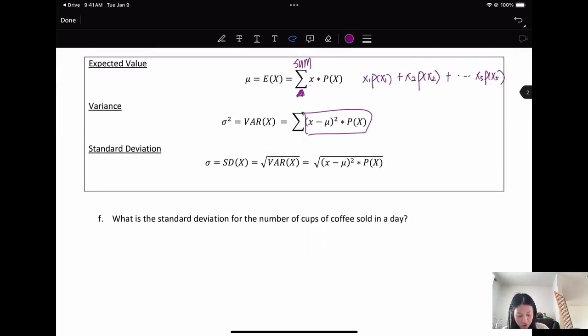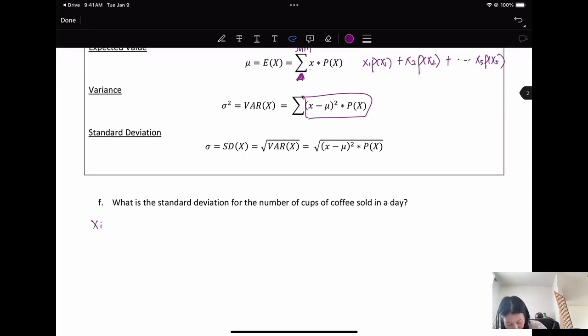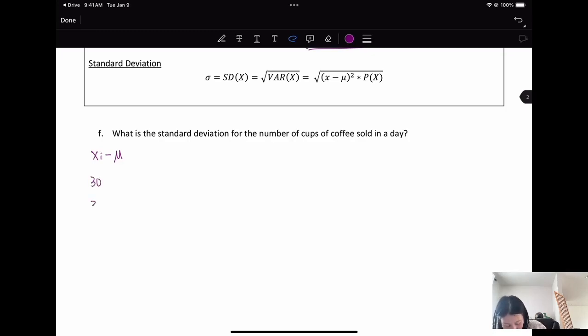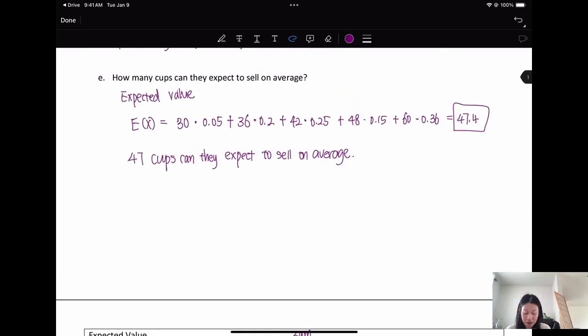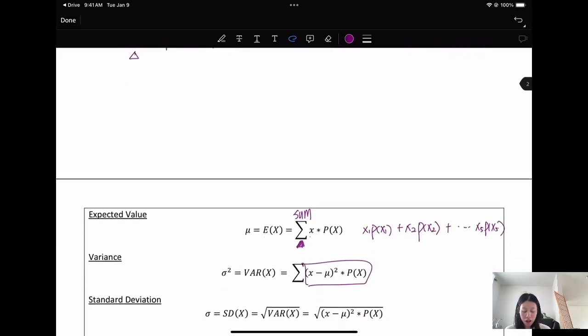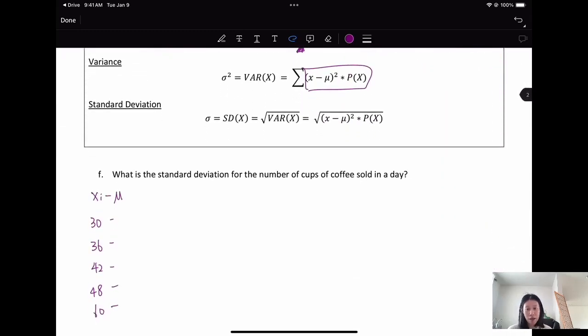All right. So the first step is you want to use each x, xi, i equal to 1, 2, 3, 4, 5, subtract the mu. Each x we have 30, 36 cups, 42, 48, and 60. I know that at the end, I told you that when you answer in sentences, you need to round this to 47. But during the calculation, you don't want to use the rounded approximated answer. You want to use the actual value, which means you want to use 47.4. Okay, that is the first step.